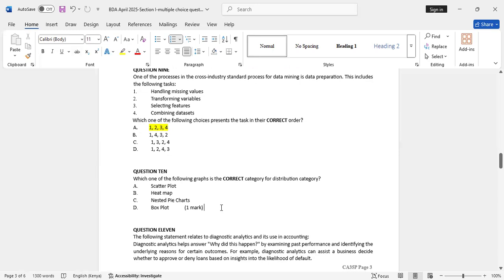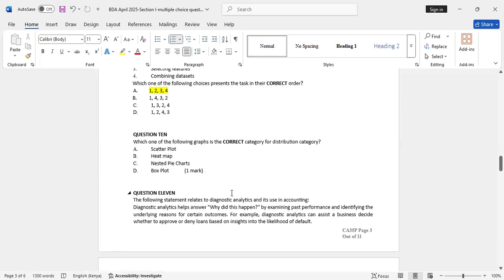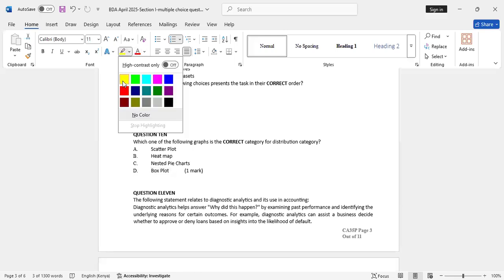So we'll go to question 10. Which one of the following graphs is the correct category for distribution? Yeah, they are just asking about the distribution tools under visualization. So A, scatter plot, we know that's relationship. Heat maps fall under relationship. The nested pie charts, that's comparison. Then the box plot will automatically be the correct answer. So D is the box plot.